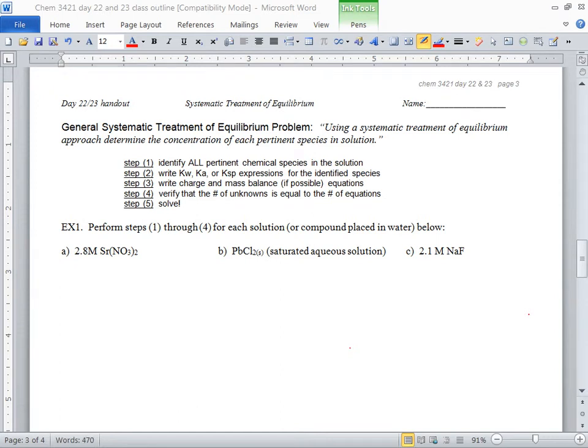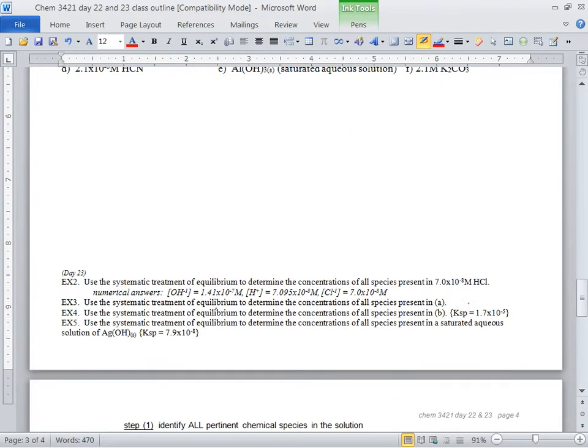So we are on our second day of this systematic treatment of equilibrium on Smith's five-step process. We'll do all five steps today, and we are going to start out with the assignment, the homework. If you look at the schedule, it says that what's due is problem 8-20 in the back of the book, and then EX2 through EX5 on the handout. So here we go. Here's our EX2 through EX5.